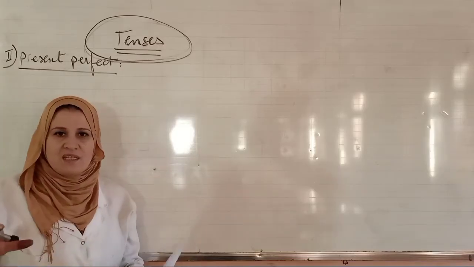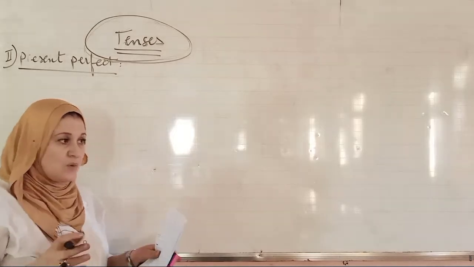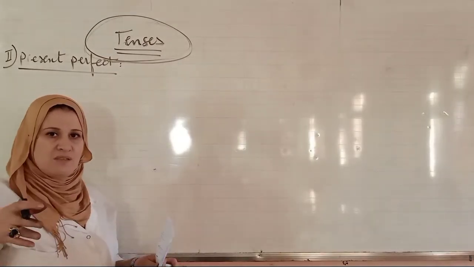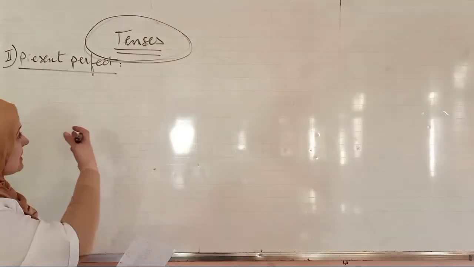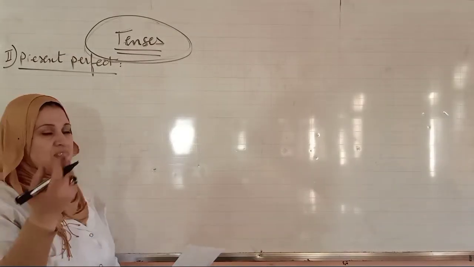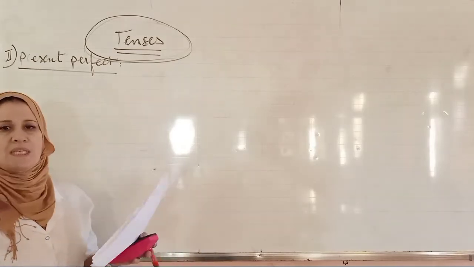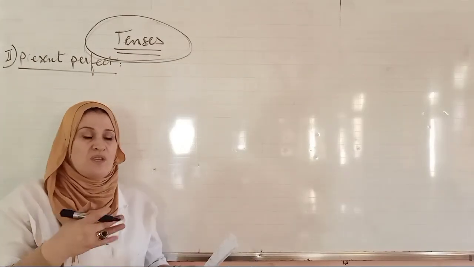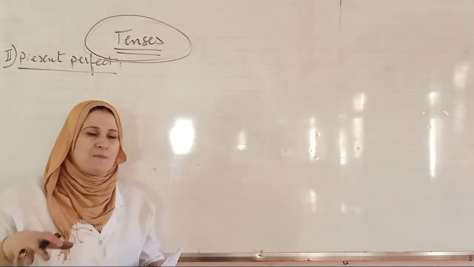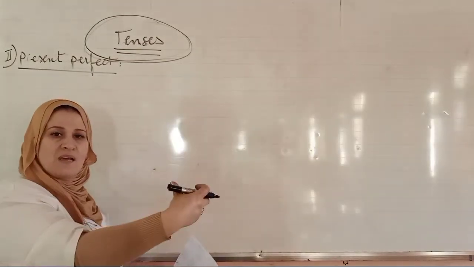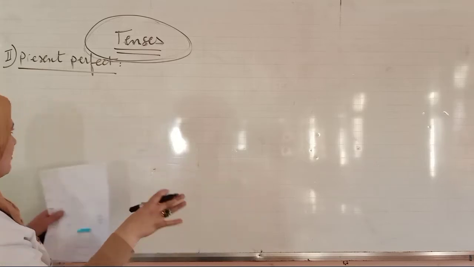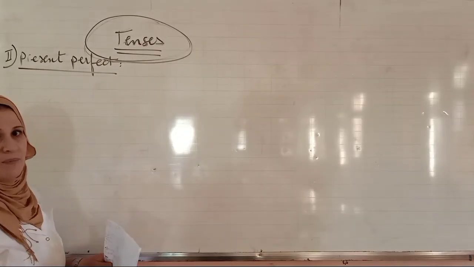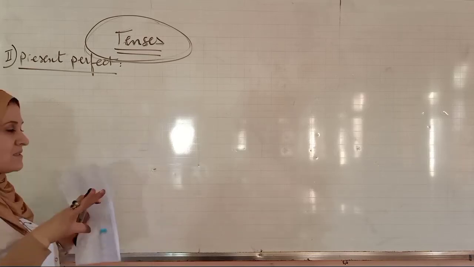The second tense is the present perfect tense. And we mentioned earlier that we used auxiliaries in present simple because we need them in this tense. So the present simple is a simple tense. The present perfect is a compound or complex tense. Why is it complex? Because we use an auxiliary plus the verb, okay? And the verb in this case, of course, is the past participle of the verb.